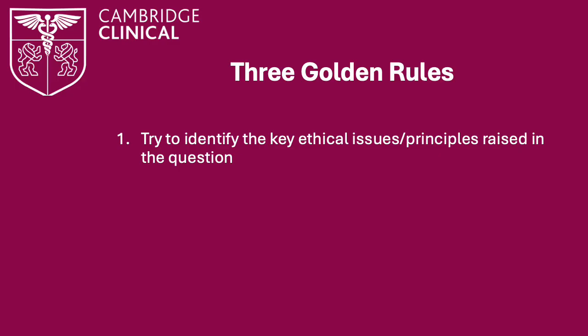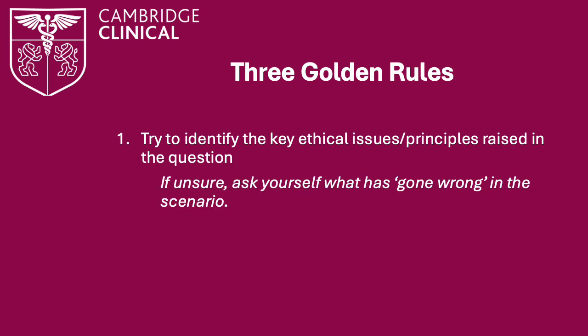So for all SJT questions, I think there are three golden rules. First of all, every question will be dealing either directly or indirectly with one or more of the four pillars or other ethical issues. If you can establish what that ethical issue is, you'll be in a much better position to answer the questions. For example, if you're being asked how appropriate certain responses are to a scenario or how important certain considerations are in making a decision, knowing what ethical pillar you're trying to address will make answering those questions so much easier.